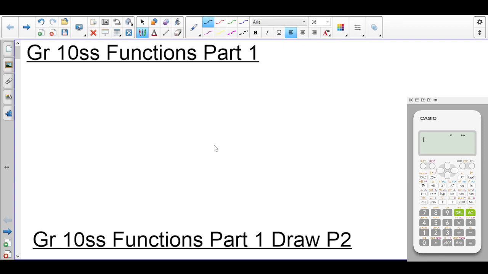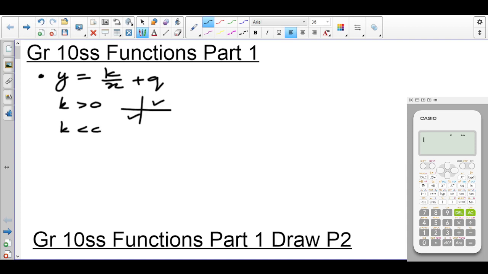So hyperbola graph, firstly, will be in the form of y is equal to k over x plus q. If k is greater than 0, which means to say k is positive, it lies in quadrant 1 and 3. If k is less than 0, which means to say k is negative, it lies in quadrant 2 and 4.